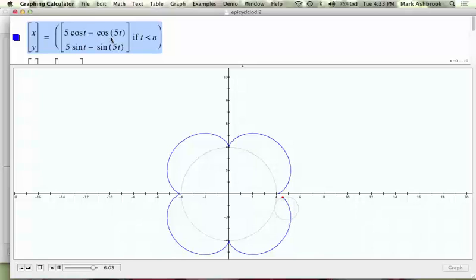It's 5 cosine t minus cosine 5t, 5 sine t minus sine 5t. That's the curve that you would get if you rotated one smaller circle along a bigger circle. So that's an example of a parametric curve. Okay, that was free. You don't have to pay me for that.